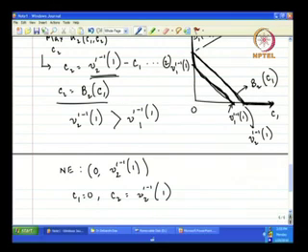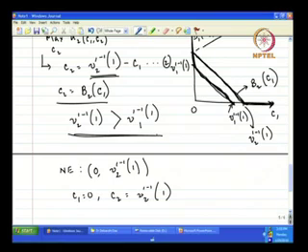But this result, that player 1 is not contributing at all and player 2 is contributing the entire thing, is crucially dependent on these assumptions: that V2 dashed inverse of 1 is greater than V1 dashed inverse of 1. If it had been the other way around, then you can draw a diagram and see that in that case it will be player 1 who will contribute the entire amount and player 2 will not contribute anything.